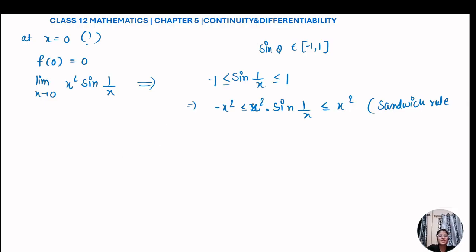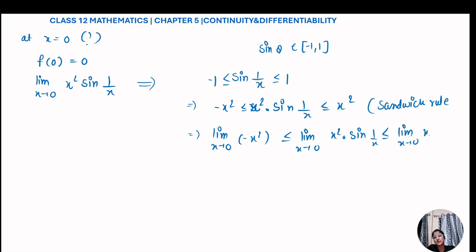So we know that when we apply the limit on both sides, the limit as x tends to 0 of minus x square is less than or equal to the limit as x tends to 0 of x square sine 1 upon x, which is less than or equal to the limit as x tends to 0 of x square. We know that when x tends to 0, x square also tends to 0. So 0 is less than or equal to the limit of x square sine 1 upon x, which is less than or equal to 0. So this limit is nothing but 0.